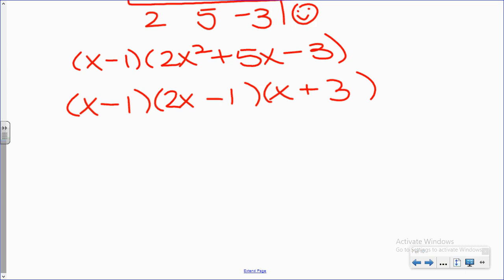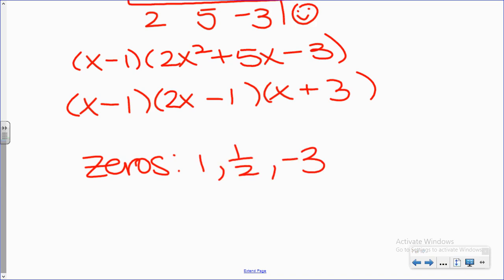Okay, good. What I have written right here, this is the product of linear factors. Okay, so if you are asked for linear factors, that would be your answer. But if you are asked for zeros, you would get 1, 1/2, and -3. Were 1/2 and -3 in our list of possible zeros? They were. So we could have started with 1/2 and gotten there.